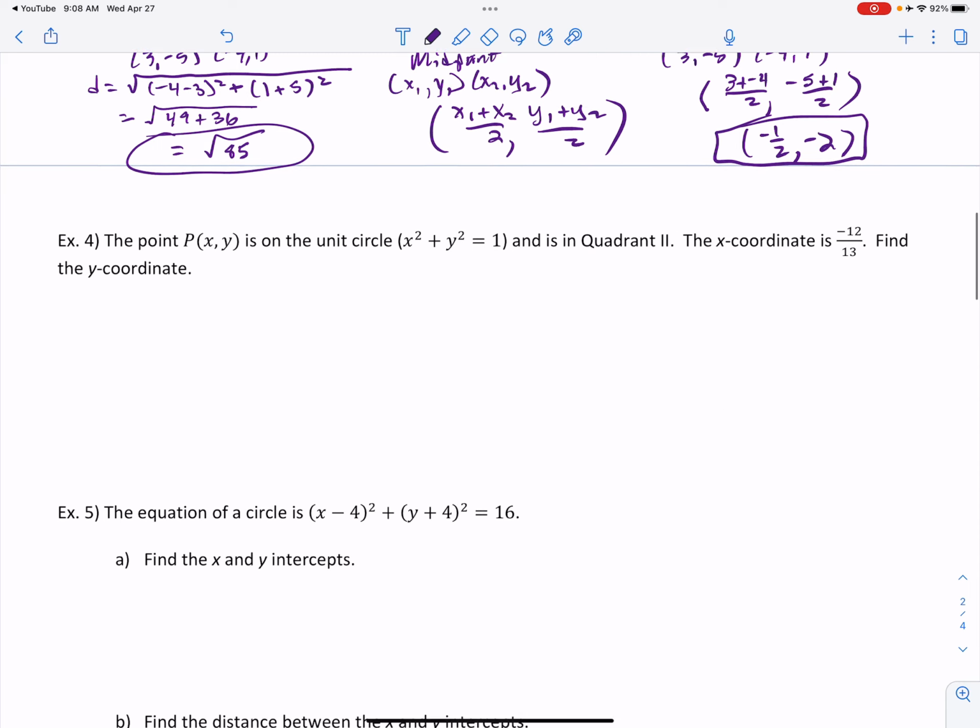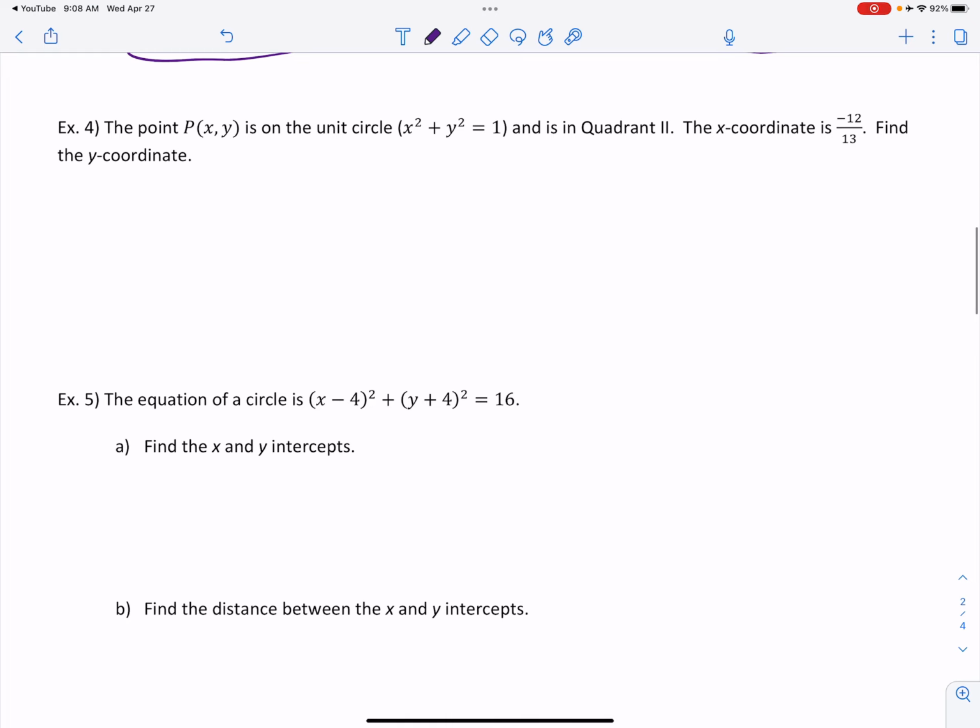Example 4. We have a point on the unit circle, and there's that equation of the unit circle. It's a circle centered at the origin with radius of 1, and it's in quadrant 2. There must be some reason they're giving that to me. And they tell me that the x-coordinate is -12/13.